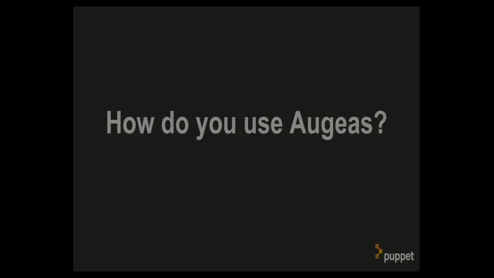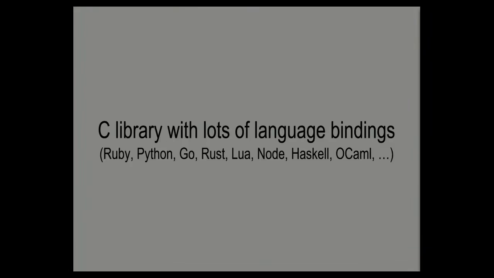All right, so how can you use Augeas? What do you need to do to use it? First off, as I said, it's a C library. Writing it in C was not fun, but sort of on purpose, because I want to make Augeas usable from as many languages as possible, and C is sort of the lingua franca there. We have language bindings for pretty much anything you can think of.